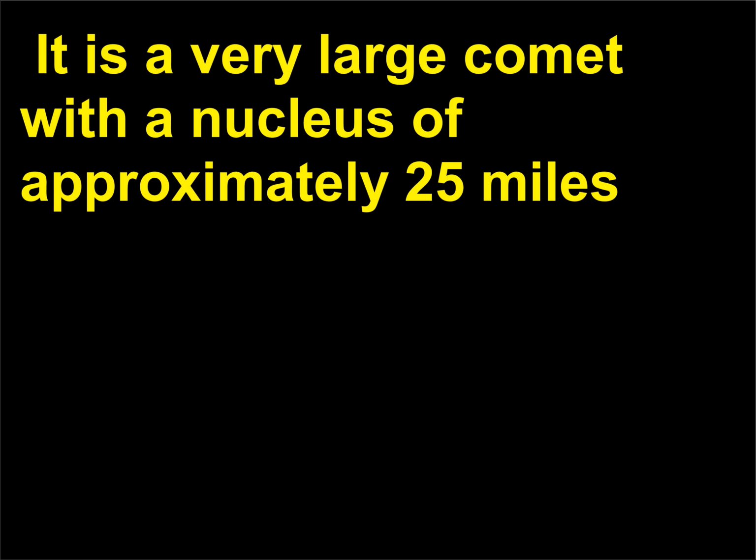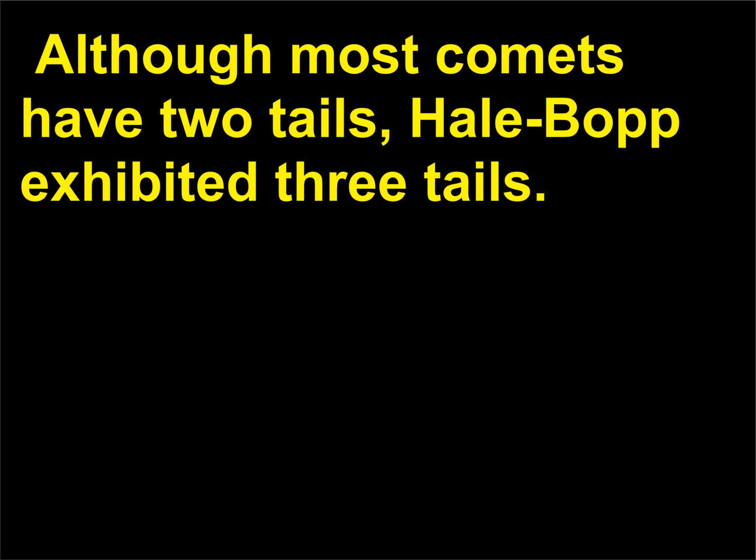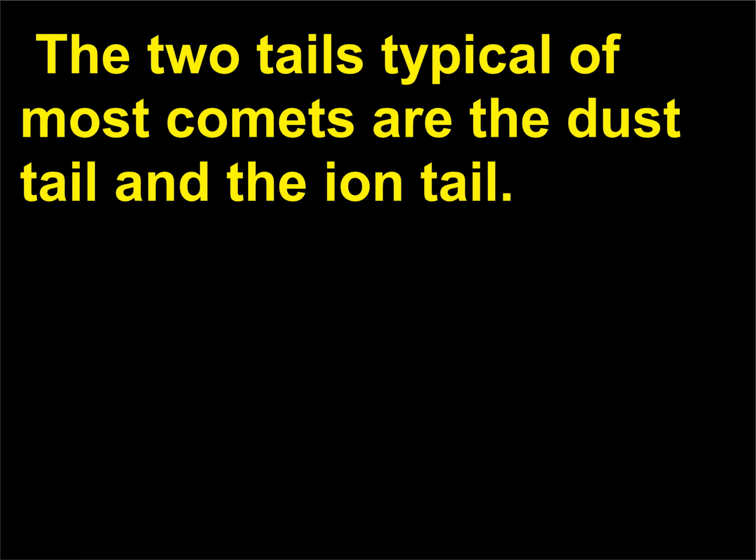It is a very large comet with a nucleus of approximately 25 miles, 40 kilometers, in diameter, making it 4 times as large as Halley's Comet. Although most comets have 2 tails, Hale-Bopp exhibited 3 tails. The 2 tails typical of most comets are the dust tail and the ion tail.